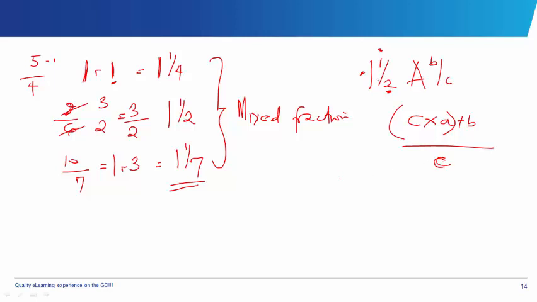Okay, so let's say we have 1 whole number 1 over 2. We'll do 2 times 1 is 2. 2 plus 1 is 3. So we'll now say 3 over 2. Let's say we have 1 whole number 3 over 7. Do 7 times 1 is 7. Sorry, this here is supposed to be 3, remainder 3, 3 over 7. So 1 and 3 over 7 becomes 7 times 1 is 7, 7 plus 3 is 10. So it now gives us 10 over 7.